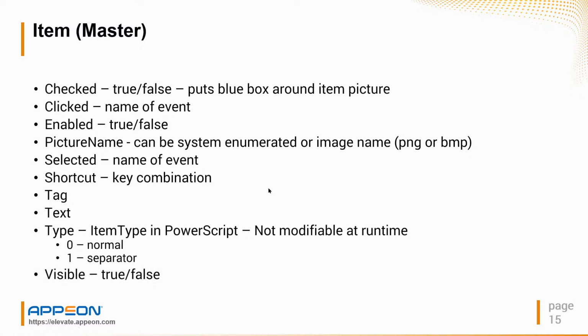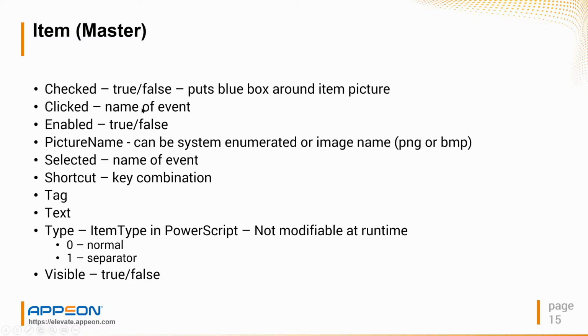So some of the stuff is pretty standard. A clicked event, a selected event. That's pretty standard. Enabled, true, false, visible, true, false. That's pretty standard. A tag value that you use internally, and the text that would appear in the menu item. That's fine. Picture name. No surprise there. It can be system enumerated or an image file that you provide.